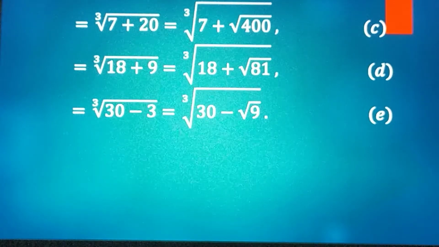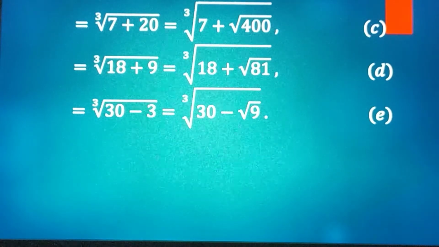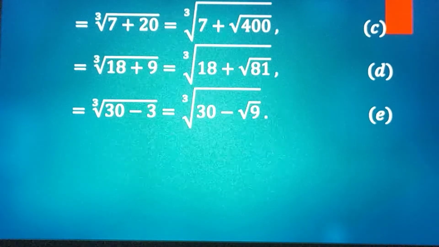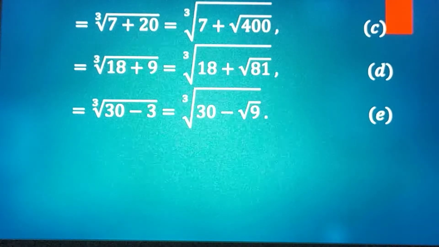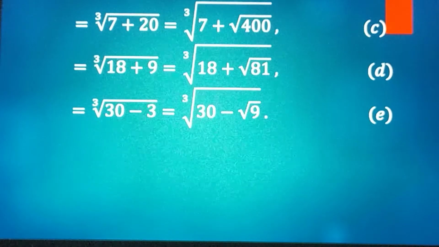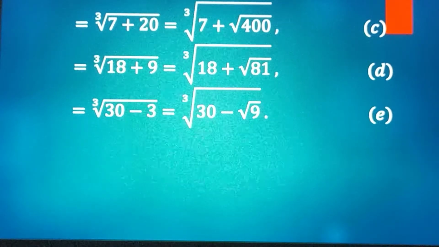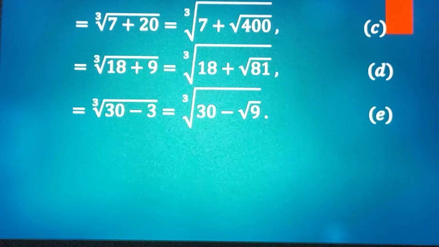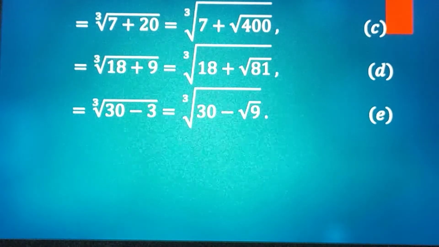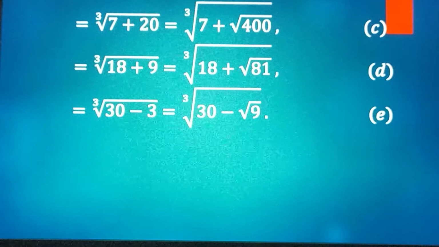3 is equal to the cube root of 18 plus the square root of 81, again inside the cube root sign. Well, we can also use subtraction. So here 27 is written as 30 minus 3, and we have 3 is equal to the cube root of 30 minus the square root of 9.